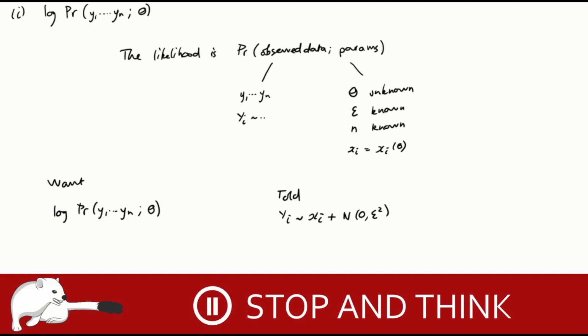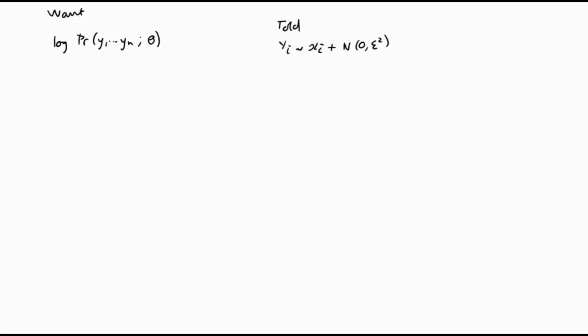This is a point to pause and ask yourself, what would you do next? How much of the algebra can you go through? First thing I'm going to do is I'm going to start with what we want. And I'm going to break it down, as we've seen so many times in the notes, as the sum over i of the log likelihood of yi given the unknown parameter theta. I'm going to write assuming independence.